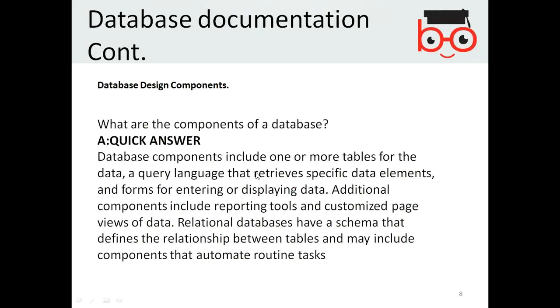Quick answer: a database's components include one or more tables for the data, a query language that retrieves specific data elements, and forms for entering or displaying data. Additional components include reporting tools and customized views of data. Relational databases have a schema that defines the relationship between tables and may include components that automate routine tasks.